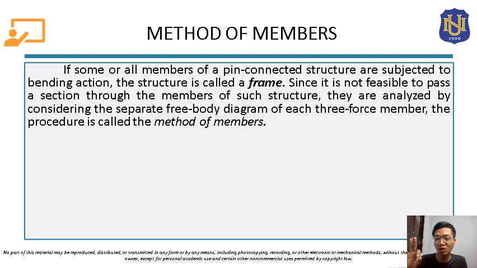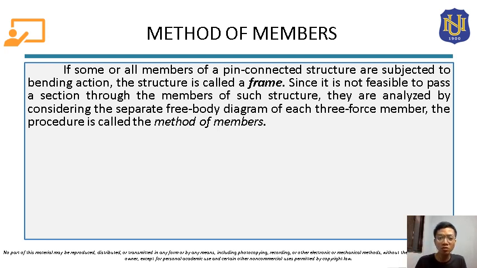So if you are going to cut, let's say, three members, there will be 9 unknowns, because each member will give you a horizontal force, a vertical force, and a moment. So it will not be feasible if we use method of section in analysis of frames. So the method that we are going to use to analyze frames is called method of members.